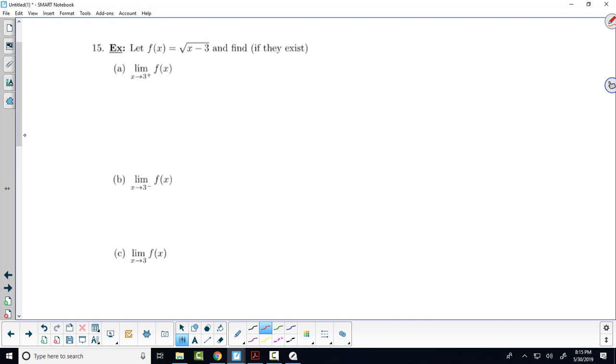This is getting at a subtlety. I think it's really important. Let's look at the limit as x approaches 3 from the right of f of x. That's the limit as x approaches 3 from the right of the square root of x minus 3.